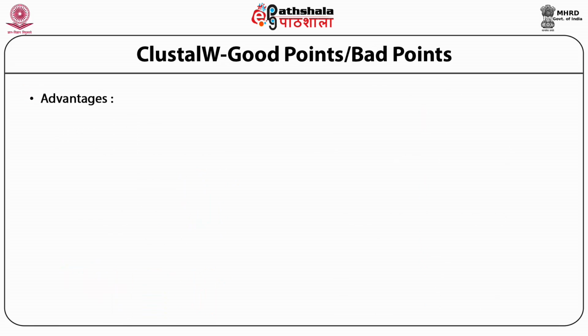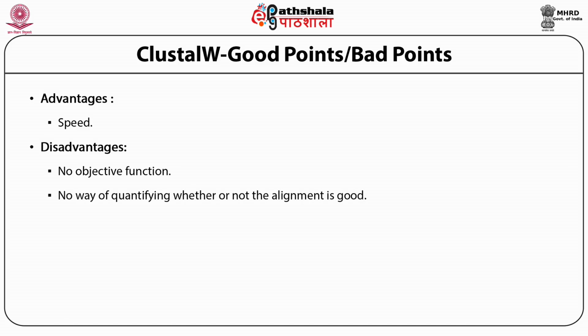Now, there are many advantages of this technique, the most important one being that its speed is really very rapid. It has a few disadvantages, if we can call them that. It doesn't have an objective function, so you do not know how good an alignment is. You get something, but whether you could do even better, you have no way of knowing. And of course, there is no way of telling whether the alignment is correct.